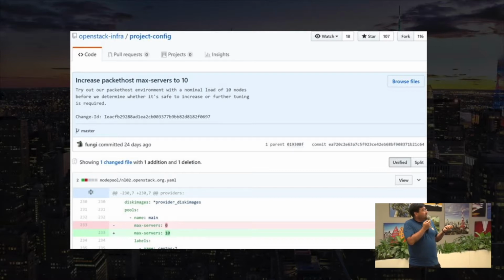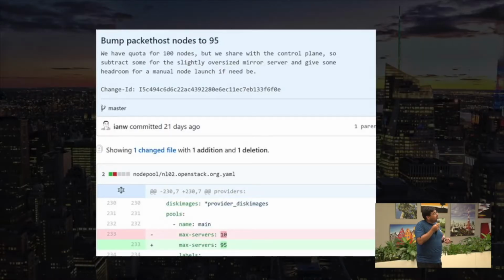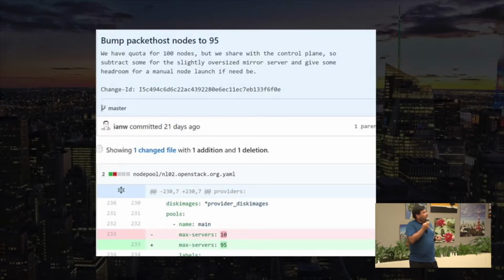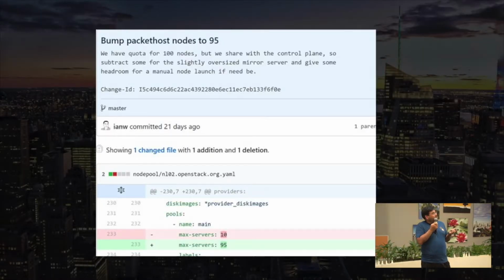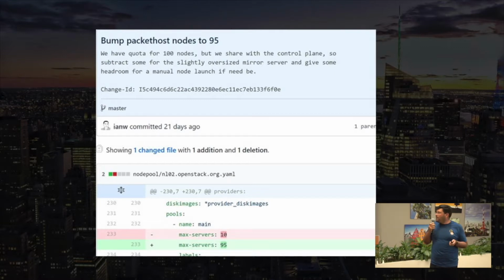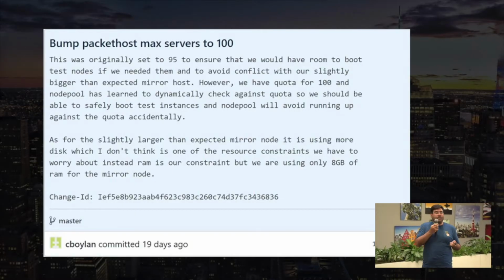Bump it up to 95. So I told them, I said, hey, I gave you a quota for 100. So they bumped it up to 95. They didn't want to quite hit the quota. So they hit 95. And then, whoops. And then bingo, they bumped it up the rest of the way to 100. Since then, we've cranked it up a little bit further, but they got to that minimum of 100 that they were looking for.